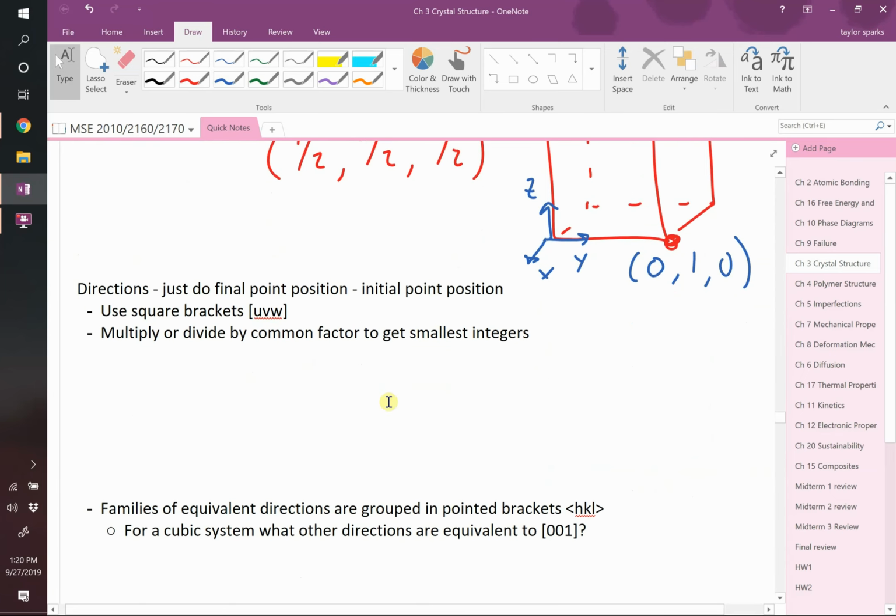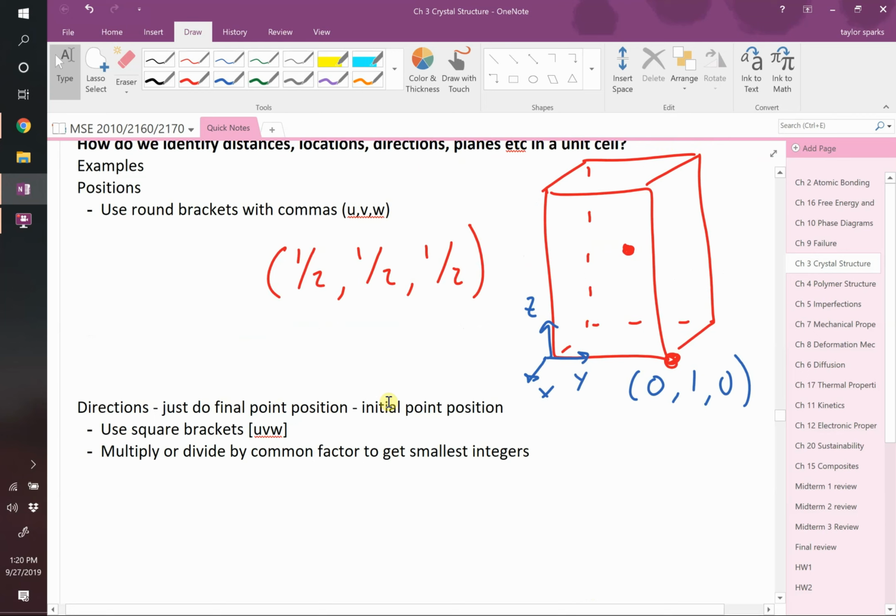Right? Now let's do directions. Directions we're going to do, you're just going to take your final point minus your initial point. You're going to put it in square brackets, and you ditch the commas. Okay? So let's do this direction right here. What would that direction be? Going from that first point that we labeled to that new point, what would that be? Well, you just do final minus initial. Here's your final point. You're going to subtract the initial points. So you're going to take this u value and subtract that u value. Take the v, subtract v. W, subtract w.